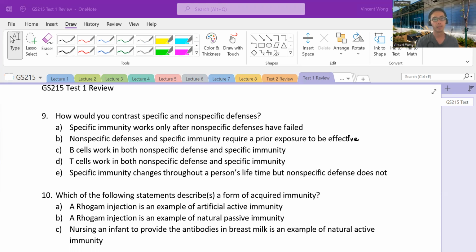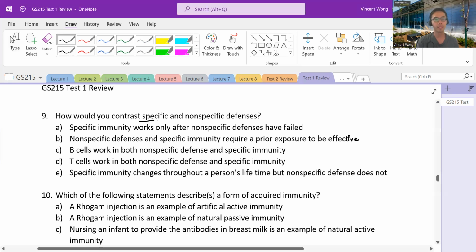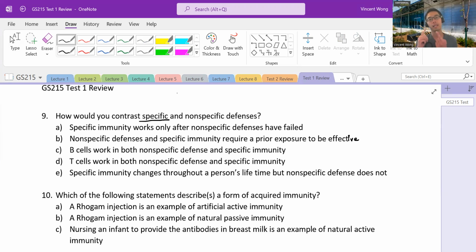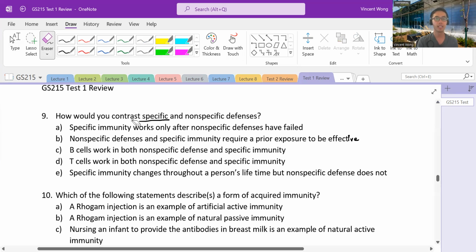Let's see. So just for the record, specific defense is referring to adaptive immunity, right? So you're gonna have the antibody production, you're gonna have high specificity, you're going to have immune memory. It is not going to be immediate, right? Those are examples of specific defense. Whereas non-specific defense are things that you're born with. As soon as you come into this world, you have them. That's the inflammation, surface barriers, complement proteins, fever, so on and so forth. Okay, so how are they different?